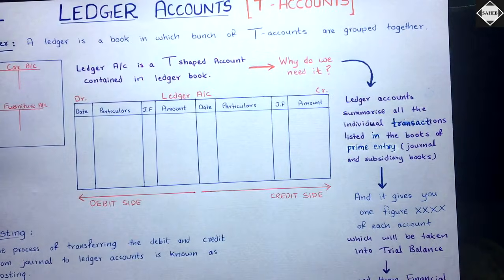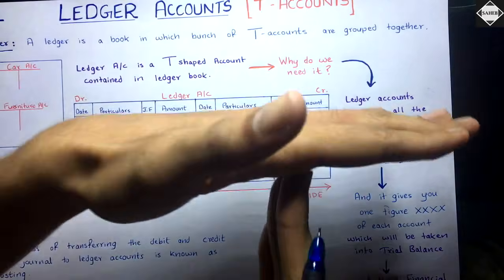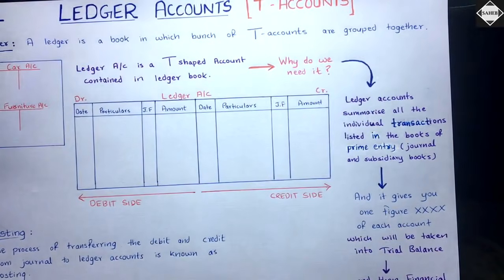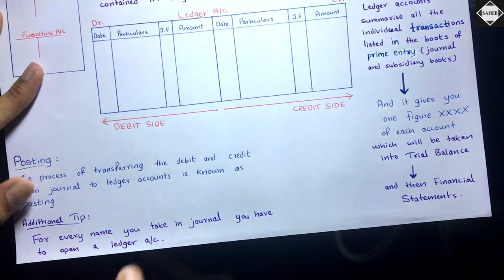If you have not paid the rent to your landlord and it has become due, then what will happen? Of course, it's an outstanding expense now. So you will have to open the rent outstanding account, and you will also have to open the liability account. Like that, for every name you take in the journal entries, you will have to open a respective ledger account.